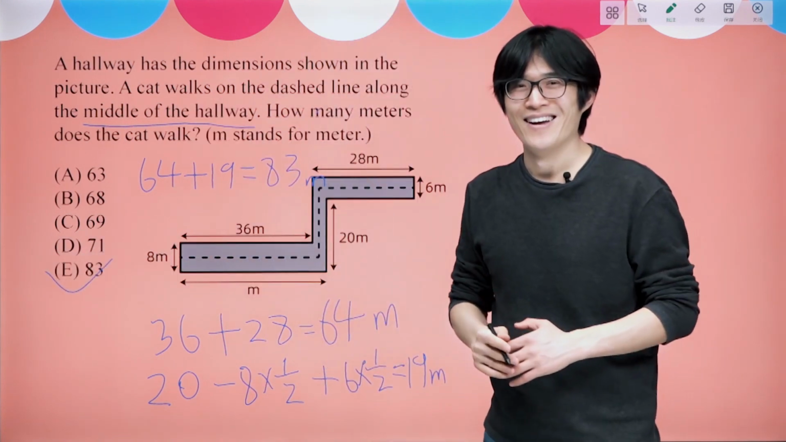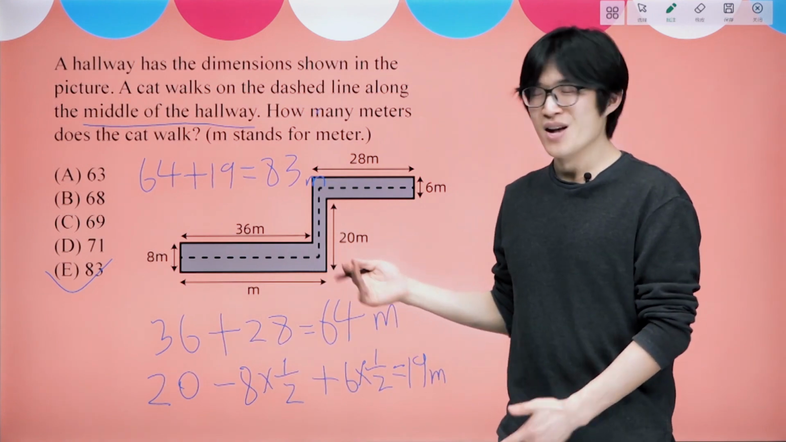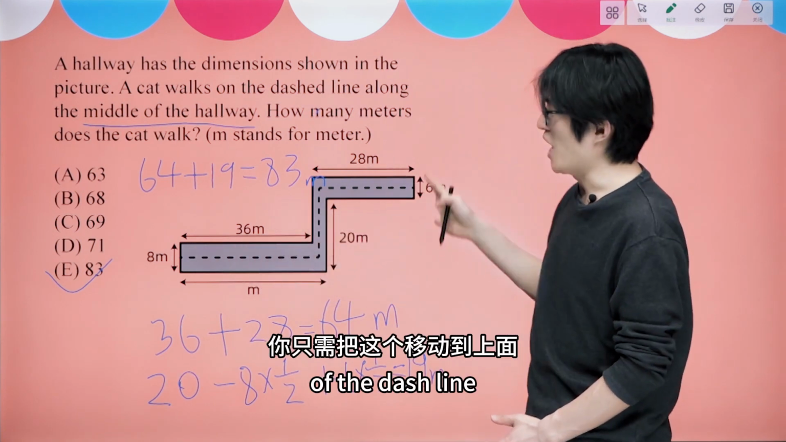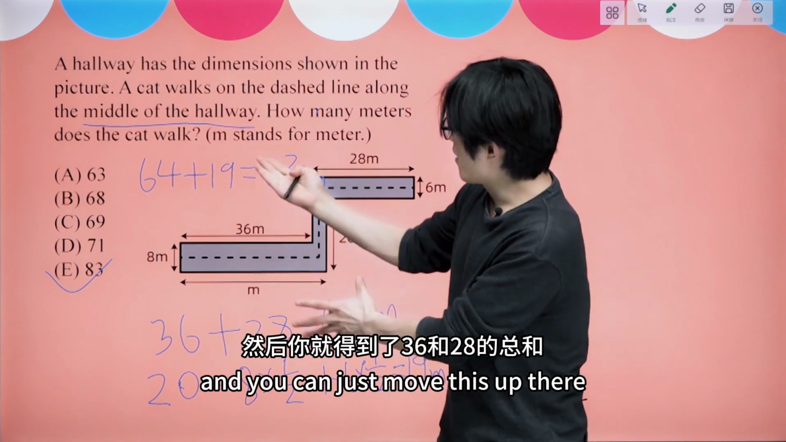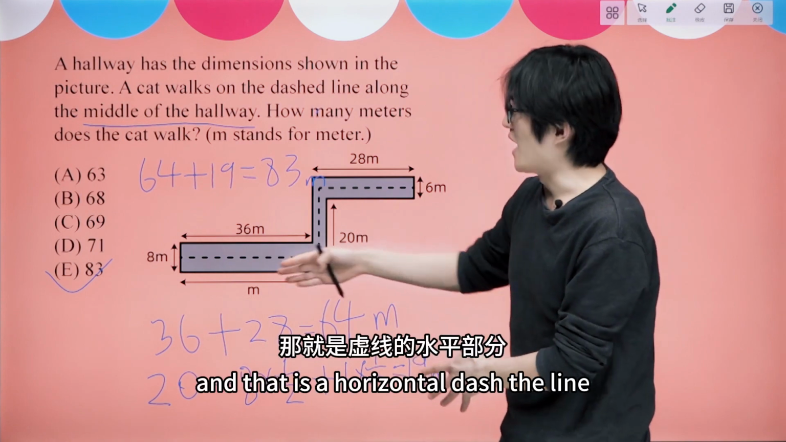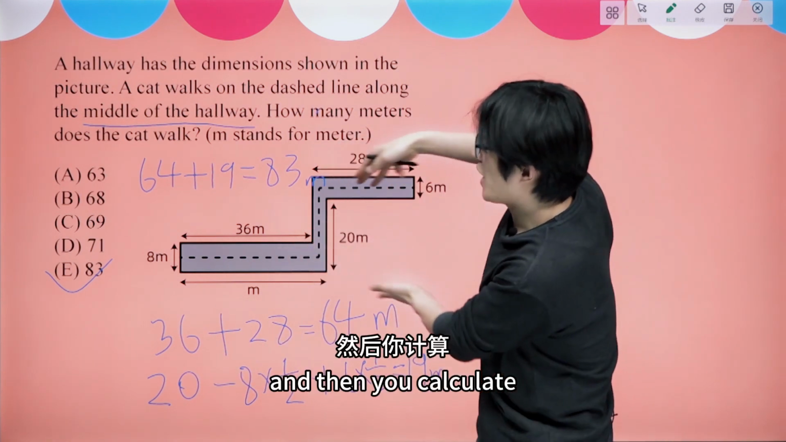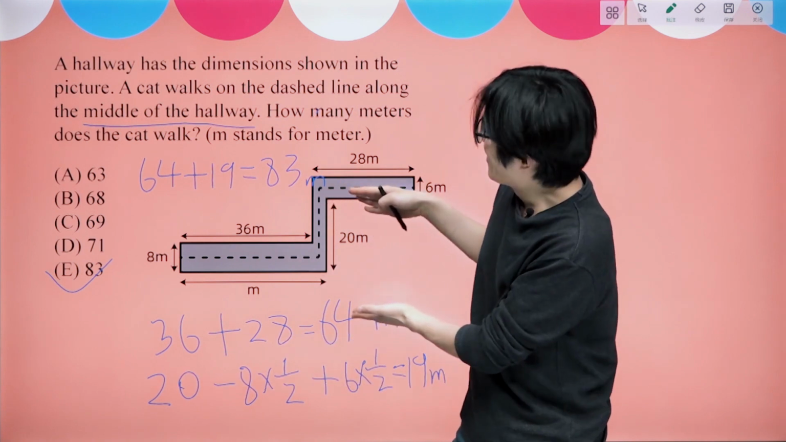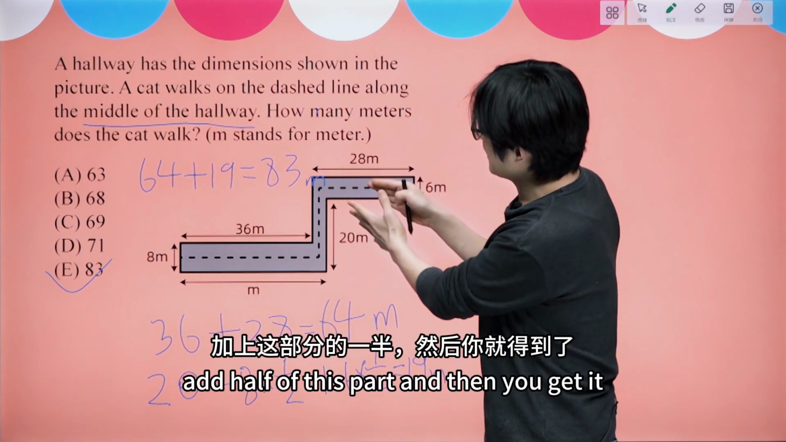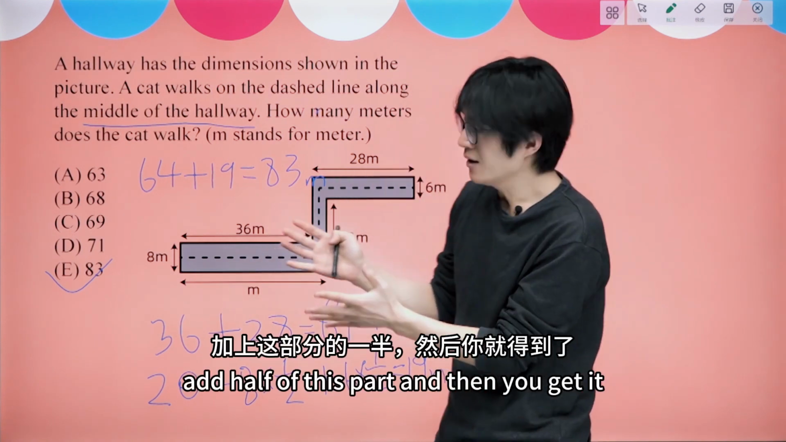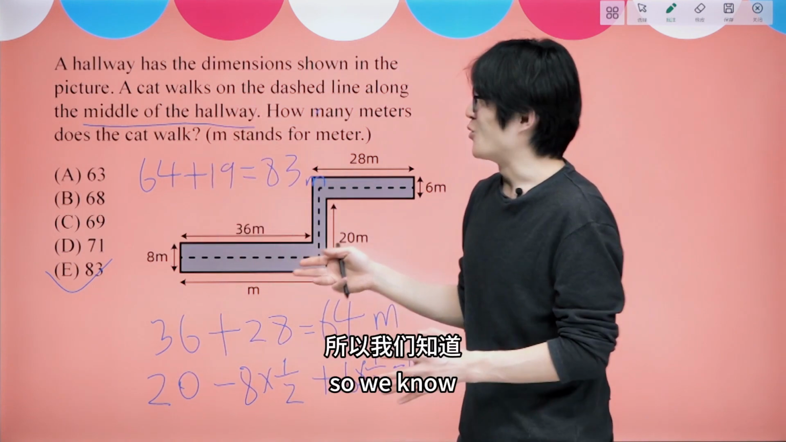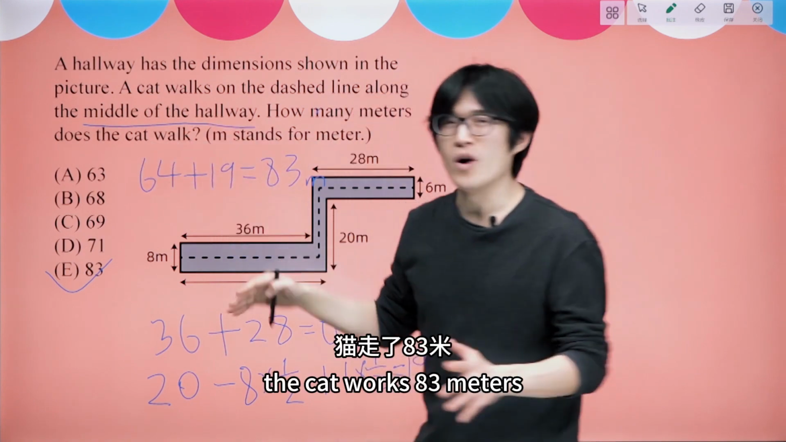There you go. All right, so this is how you solve the problem. So first step, we can calculate what? The horizontal part of the dashed line. And you can just move this up there, and then you got the sum of 36 and 28, and that is the horizontal dashed line. And then you calculate the vertical part of the dashed line, right? And you can simply just subtract half of this part, and then add half of this part, and then you get it. And in the end, you add them up, you get 83 meters, okay? So we know the cat walks 83 meters.